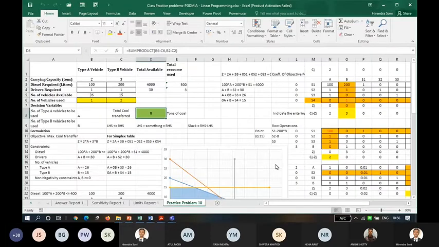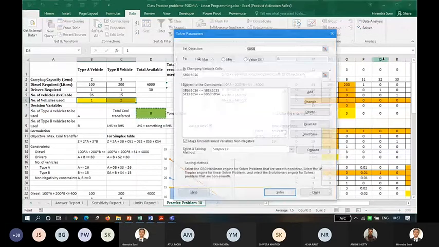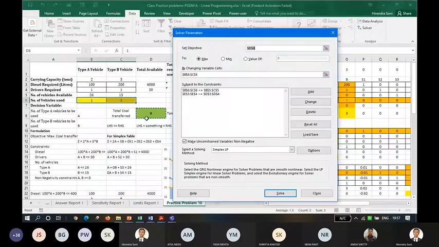Are we able to see it? Is my Excel sheet visible? Yes, sir. So let me just remove these values. Anyway, we had put these temporarily, so no problem. We'll work it out again. This becomes my maximization. I will just reset all.